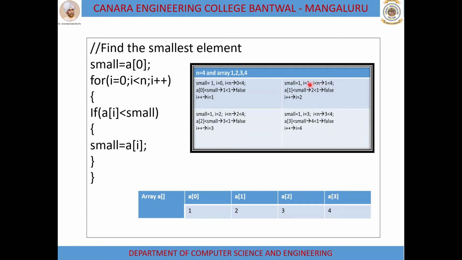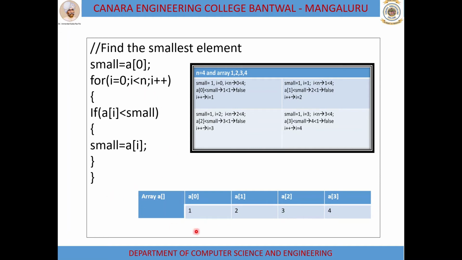So now 1 is less than 4, i is less than n, the condition is checked. The condition is true, so again control will come inside the for loop. If a of i is less than small, a of i is now a of 1. The value stored at a of 1 is 2. So 2 is less than small, the value stored in small is 1. So 2 is less than 1, the condition is false. So control will go back to the for loop and execute the updation part i plus plus, so i will be incremented. This goes on, and once i reaches 4, the condition i is less than n, that is 4 is less than 4, fails and the control will come outside.